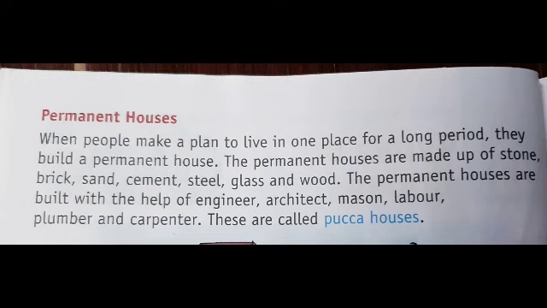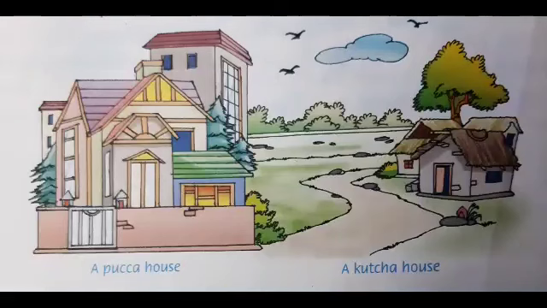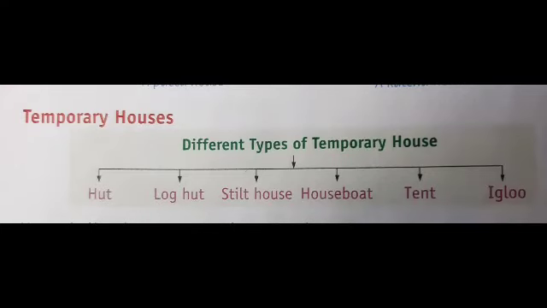Now let's see some images of permanent houses. You can see an image of a pakka house and a kacha house, showing the difference between them. In the first picture you can see a pakka house, which means a permanent house. Now let's see what temporary houses are. You can see a chart that shows the different types of temporary houses. First is hut, second is log hut, third is house on stilts, fourth is houseboat, fifth is tent, and the last one is igloo.